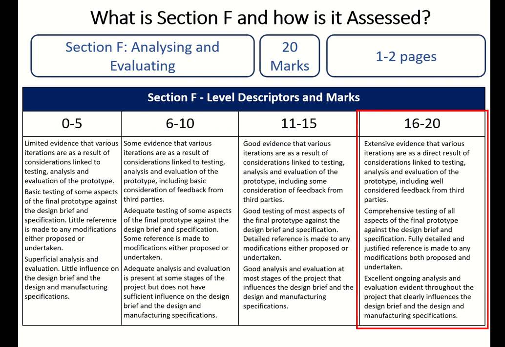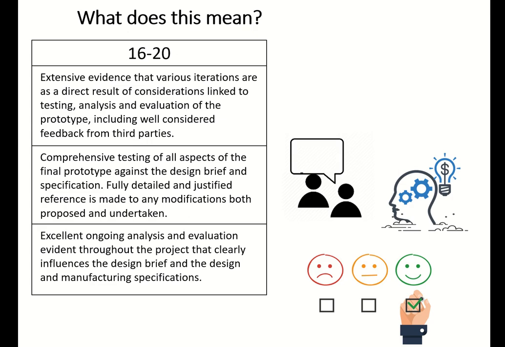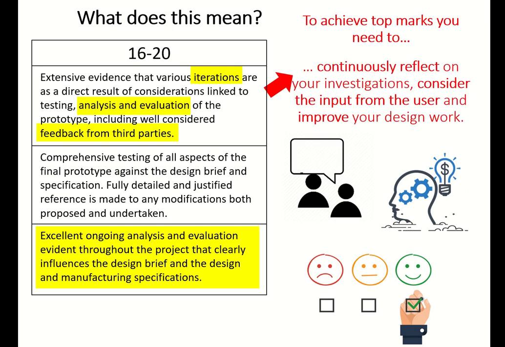If we look at the top marks band and we pick out some of the keywords, you should be showing iterations, a direct result of analysis and evaluation, considering feedback from third parties, that's your client. And if I look here at the bottom, you also need excellent ongoing analysis and evaluation. So what does all that mean in plain English? To get top marks, what you need to do is continuously reflect on your investigations, consider the input from your user, and then improve your design work.